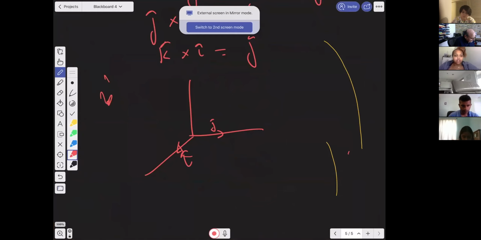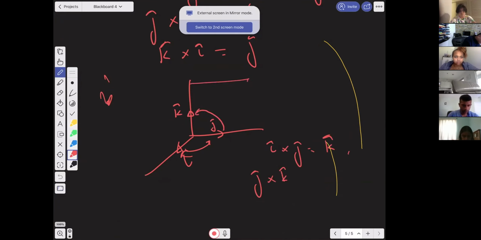So imagine that you have I and J. How to apply the right-hand rule? You take I, you rotate to J, and your thumb will be K. So I cross J is K. Let's do J cross K. So you rotate J through K in this plane, and if you take your right hand and rotate J through K, your thumb will point in the I direction.